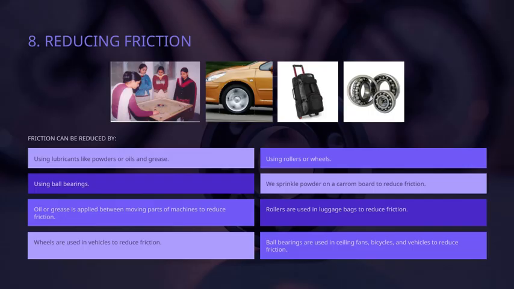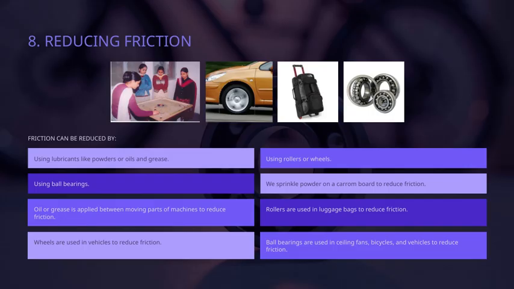Wheels are also a classic solution to reduce friction, especially in vehicles. They allow us to roll rather than slide, making transportation much easier. Think about luggage bags. Those rollers help us move heavy loads effortlessly by reducing direct contact and friction with the ground. Additionally, sprinkling powder on a carom board is a simple way to decrease friction, helping the coins glide smoothly. Rollers are used in various places, like in luggage or conveyor belts, to facilitate smooth movement.